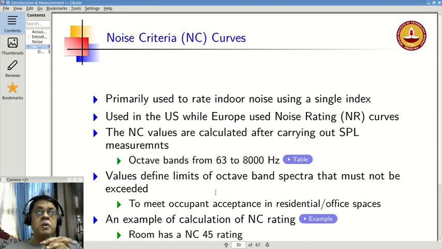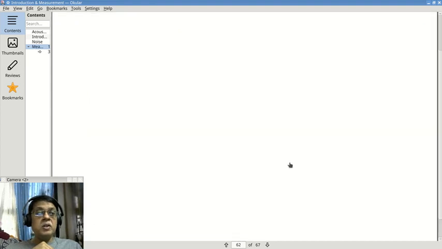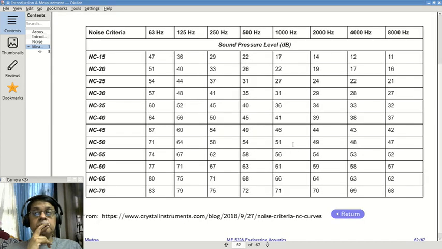So what you do is you actually do a sound level measurement in the room, and the bands that you go from are 63 to 8000 Hz. You saw that in my addition, right? So you saw me adding those kind of things. So here are these, the NC curves.